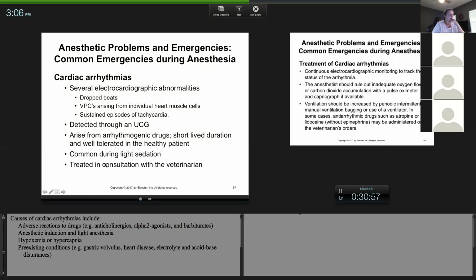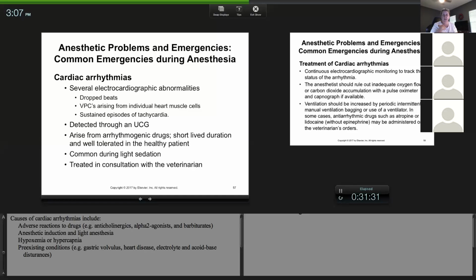Now, that should be ECG on this slide. Again, VPCs, dropped beats, tachycardia, arrhythmogenic drugs, which means drugs that cause arrhythmias. Alpha-2s like dexmedetomidine can cause arrhythmias. Sometimes ketamine can cause arrhythmias. If it's from a drug, it might go away. Sometimes you might just have to give some oxygen and it goes away.